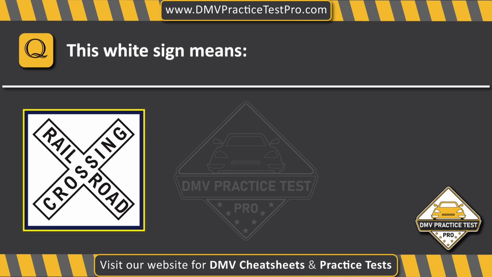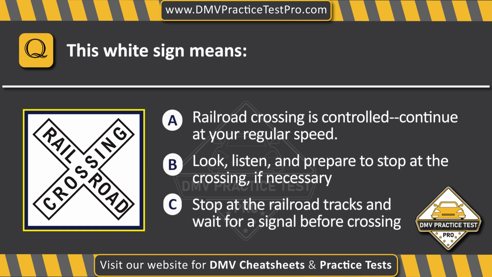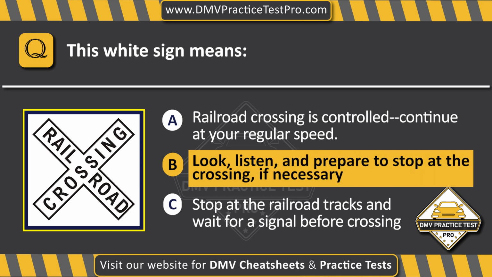This white sign means Option A, the railroad crossing is controlled. Continue at your regular speed. Option B, look, listen, and prepare to stop at the crossing if necessary. Option C, stop at the railroad tracks and wait for a signal before crossing. The correct answer is Option B, look, listen, and prepare to stop at the crossing if necessary.